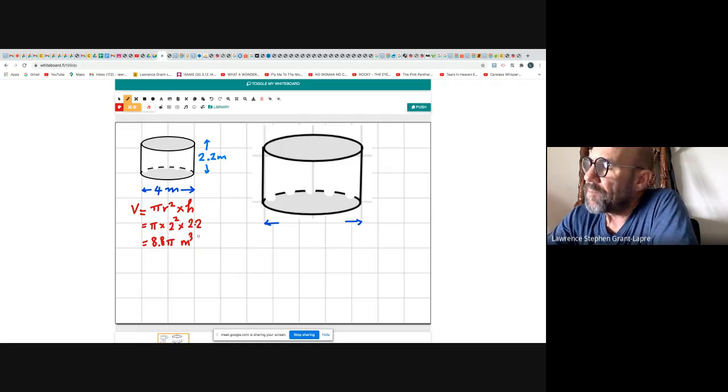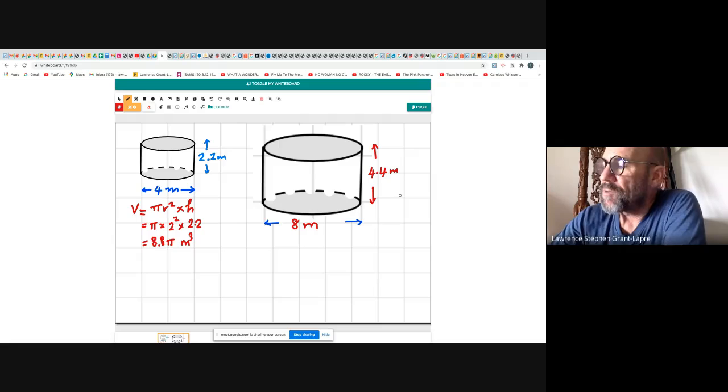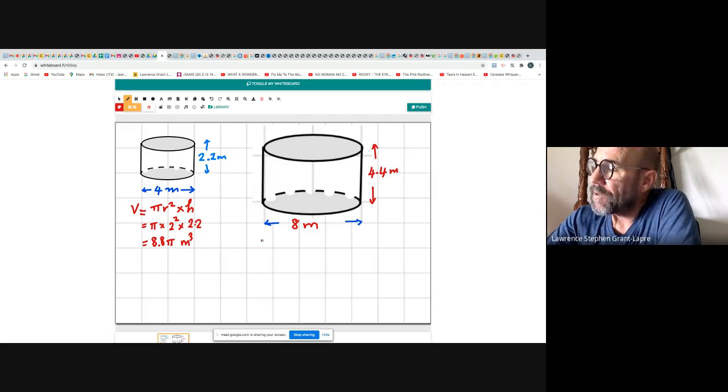Well, I'm going to double the diameter. So if this has a diameter of 8 meters and a height of 4.4 meters, what do you predict the volume to be? So the volume over here is 8.8 pi. It's not going to be 17.6 pi. It's not going to be double. Let's just have a look.